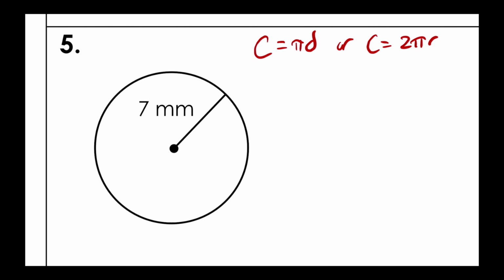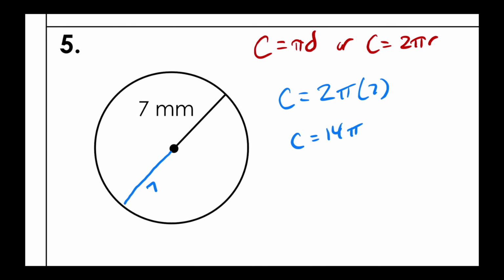So depending on what you're given, just put it into the formula. If you look at number 5, they gave me a radius. So guess what? I'm going to use this one. My circumference equals 2 times pi times the radius, which is 7. Well, 2 times 7 is 14. So 14 pi. And that makes sense, because if I extended this, that's another 7. This whole thing would be 14 millimeters. That would be the diameter, and that's what we would put there. So it's the same thing.